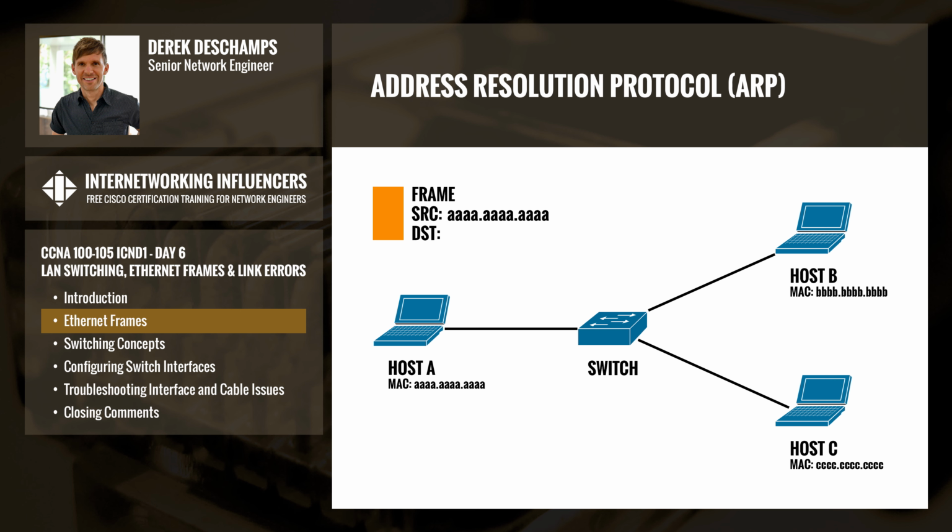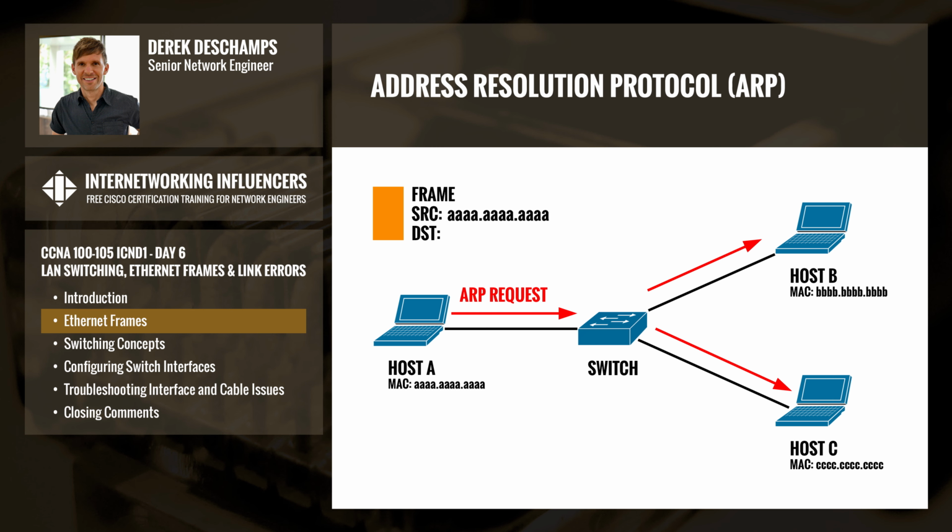For example, if host A wants to send an IP version 4 packet to host B, it would encapsulate the packet in an Ethernet frame, containing its own MAC address as the source and host B's MAC address as the destination. However, in order to do so, it would first need to determine host B's MAC address.